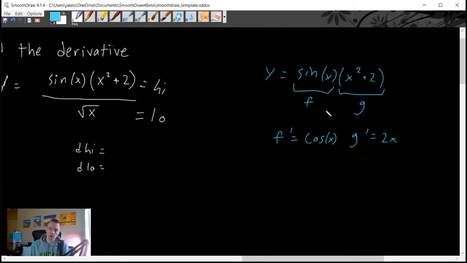Okay, so now, again, the product rule says we're going to multiply these across, do f times g prime, plus f prime times g, and then add them up. Again, order doesn't matter. Just make sure you're multiplying the right things times each other: the derivative of one times the other non-derivative. So we're going to get sine of x times 2x plus cosine of x times x squared plus 2.